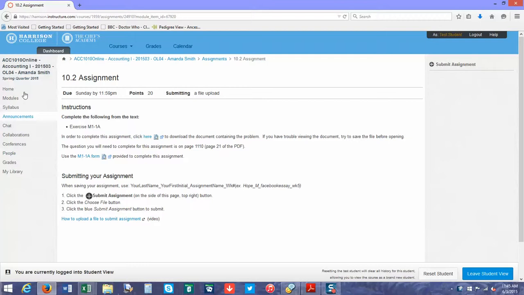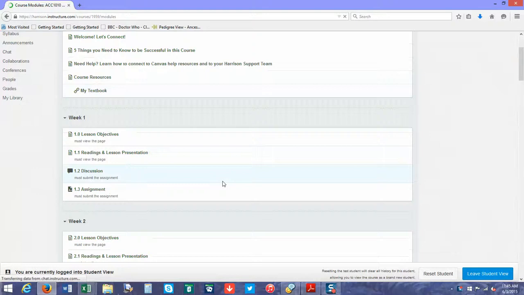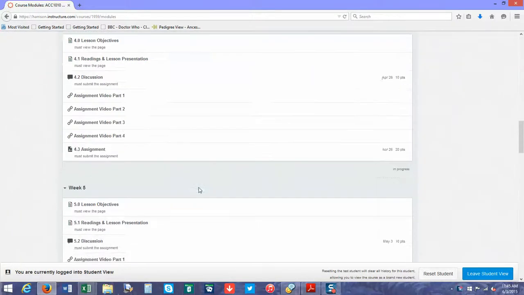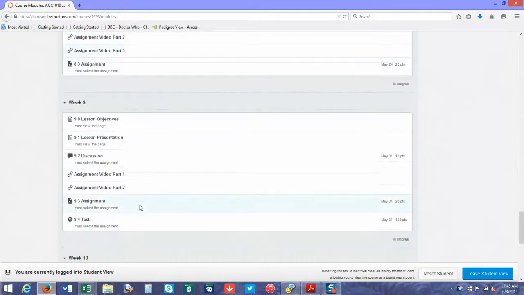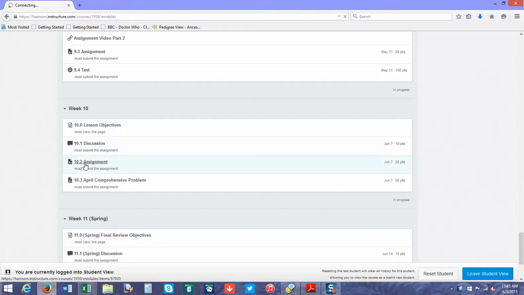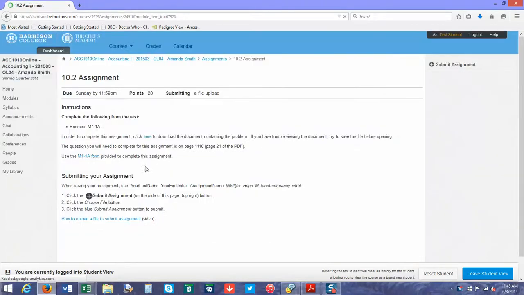To get to the assignment, you're going to have to go to the modules like you would normally do to access any assignment. You're going to scroll down to week 10. And then to get the information from the textbook, you would actually have to click on where it says click here to download the document.